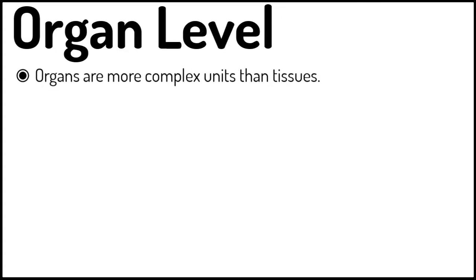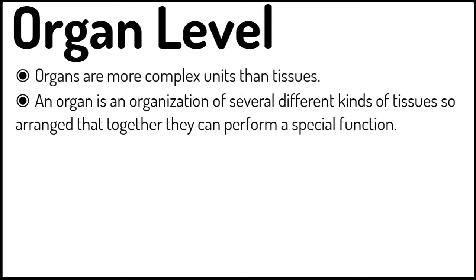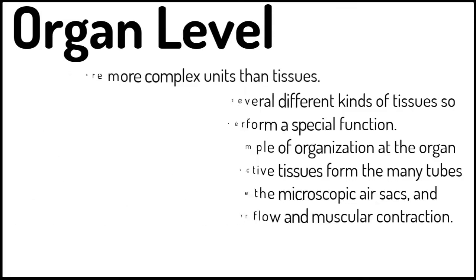Organ level. Organs are more complex units than tissues. An organ is an organization of several different kinds of tissues, so arranged that together they can perform a special function. For example, each lung is an example of organization at the organ level. Muscle and specialized connective tissues form the many tubes that convey air. Epithelial tissues line the microscopic air sacs, and nervous tissue permits control of airflow and muscular contraction.